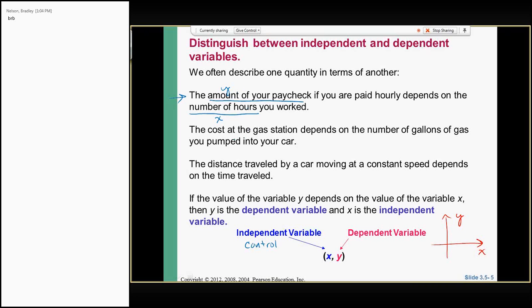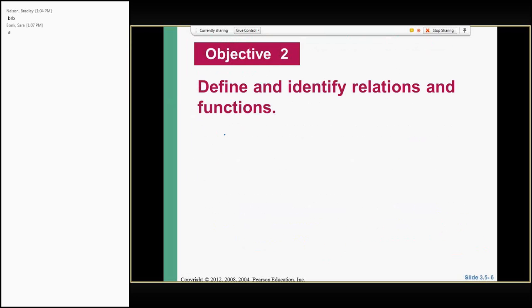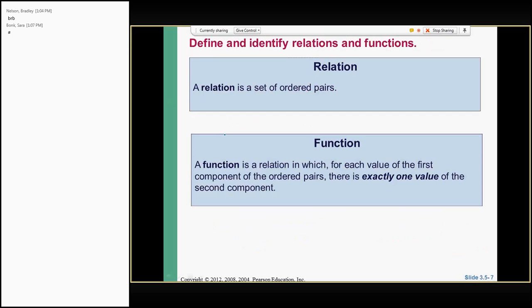Okay, so down here, what's going to be the control? The cost or the number of gallons? What's the control? Okay, number of gallons, and so your Y would be your cost. And so forth like that, okay? So just so you know, that's just kind of some descriptions. Now let's go into what's relation, what's a function.